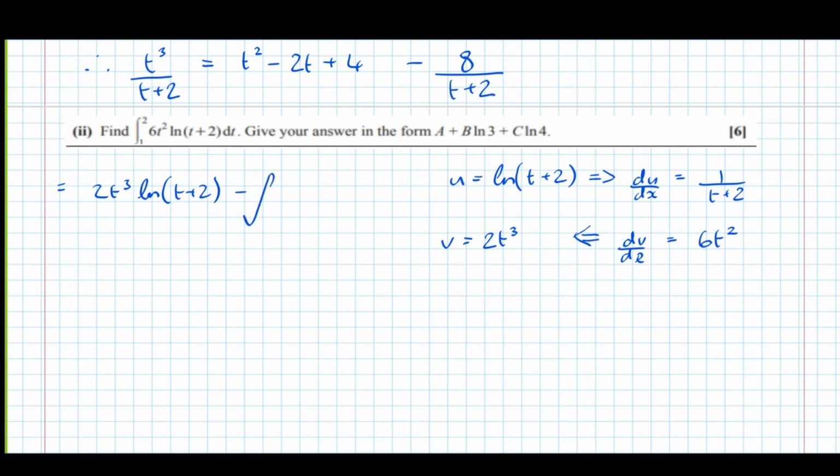uv minus the integral of v du by dx times 1 over t plus 2 dx. And now it's a bit more apparent. We've almost got what we proved in the first part, except this one, there's two of them.